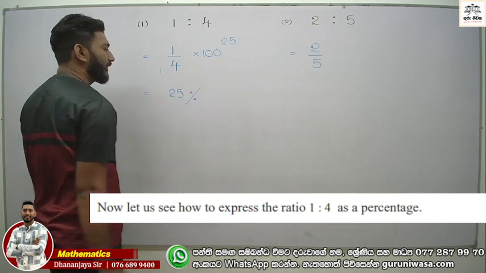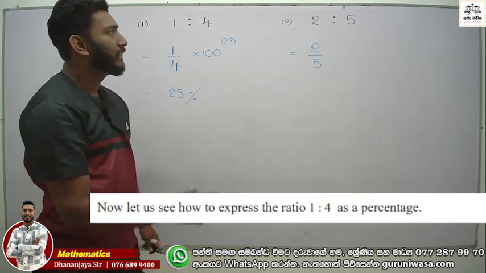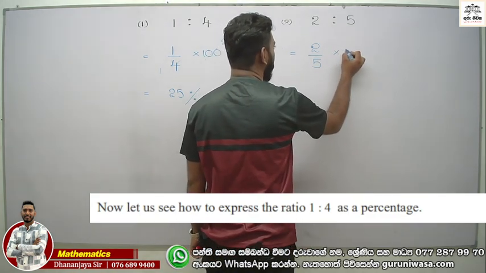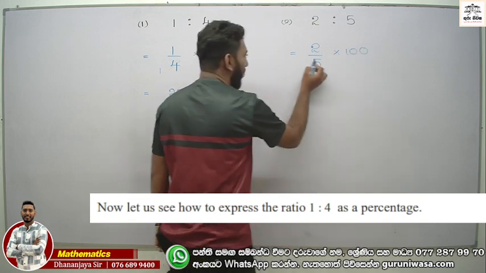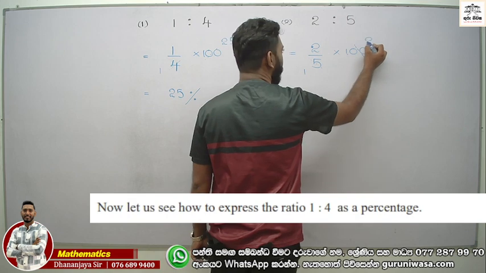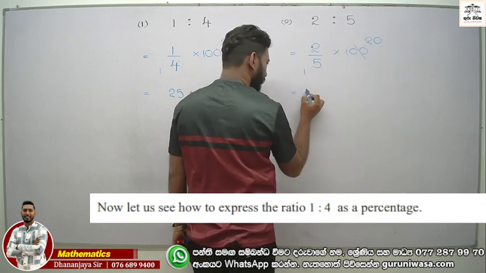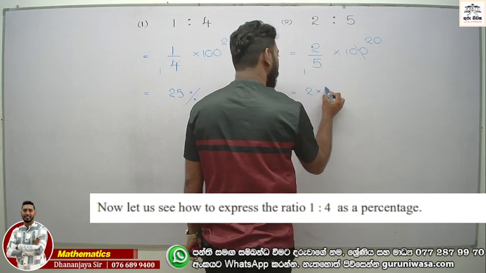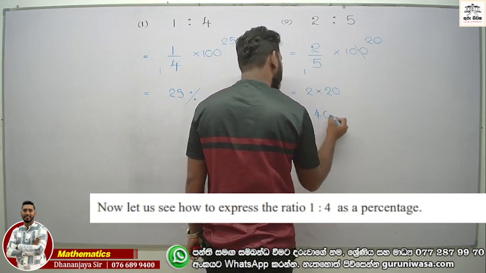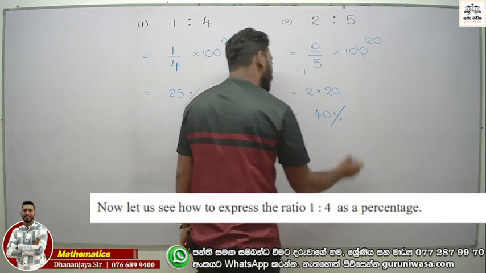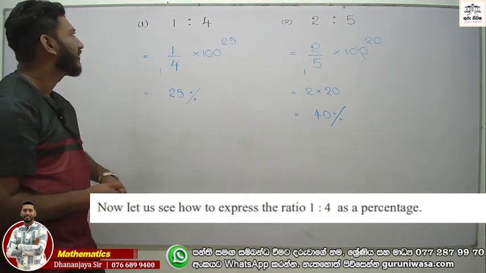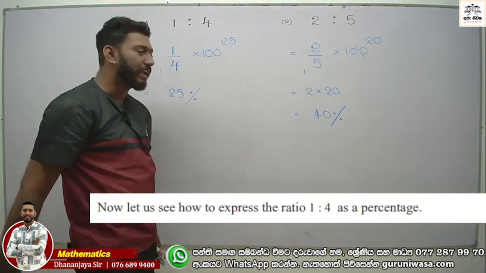Now look at this. 2 over 5, you can write multiplied by 100. Now 5 times 1 and 5 times 20, and 2 multiplied by 20. Now the answer becomes 40%. How easy. Please note down these examples.